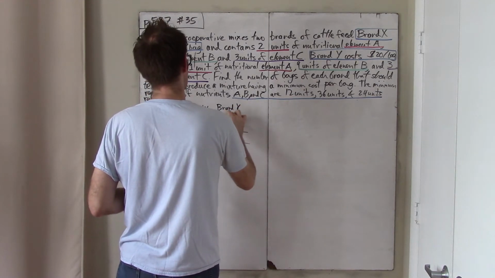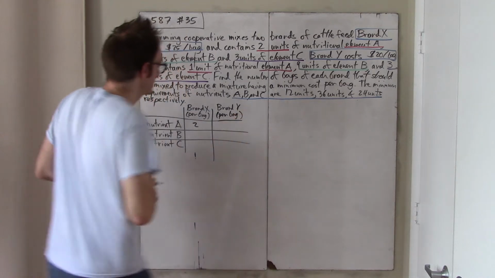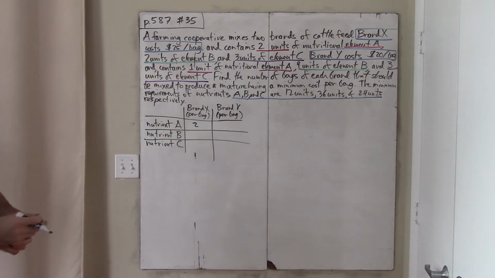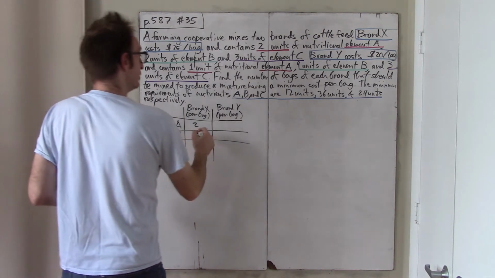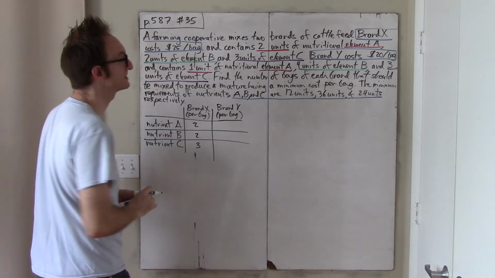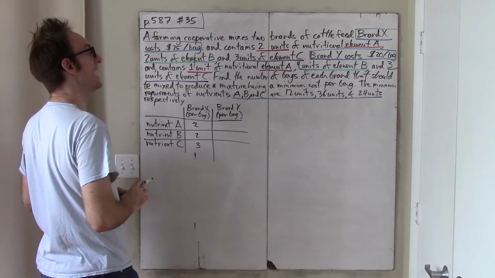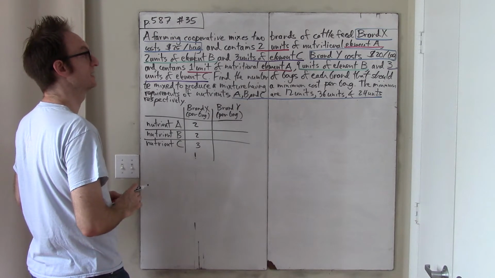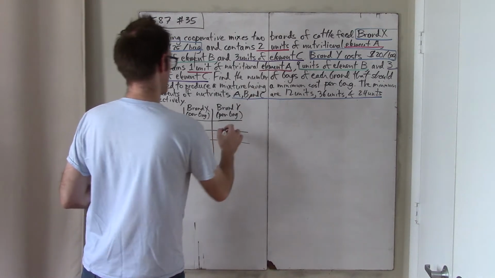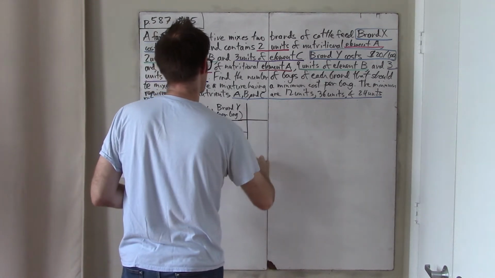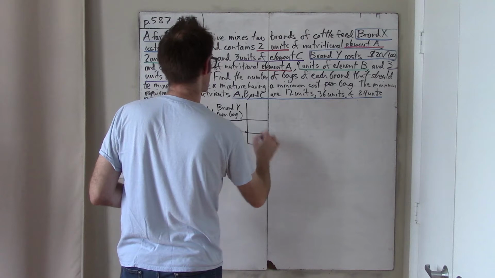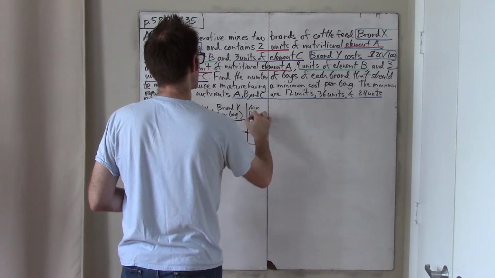Okay, so per bag of each of those mixtures, how many units of each of the nutrients am I getting? I'm getting 2, 2, and 3. And here for brand Y, I'm getting 1, 9, and 3. Then there's this last column that's relevant: what are the minimum requirements?